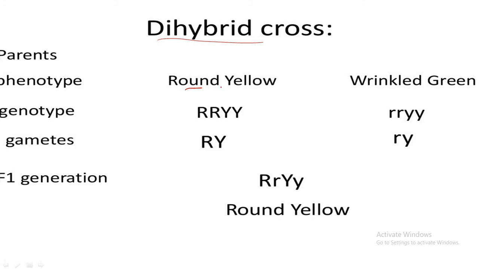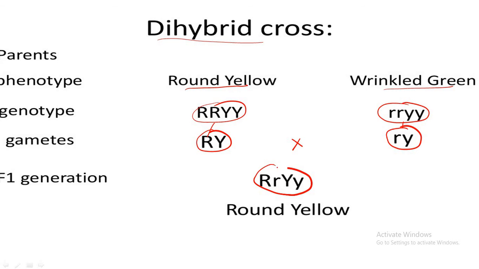Here the parents are round yellow seeds and wrinkled green seeds. The genotype of round yellow is capital R capital R capital Y capital Y, whereas for wrinkled green it is small r small r small y small y. The gametes produced by this plant will contain capital R capital Y, whereas the gametes produced by this plant will contain small r small y. And when this is cross-pollinated, it produces the F1 generation, which will have the genotype capital R small r capital Y small y, and the phenotype will be round yellow.